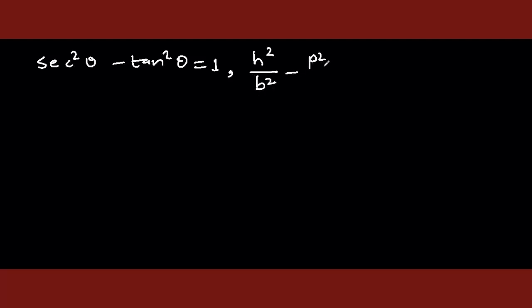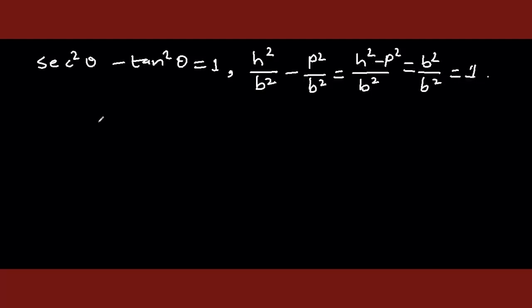So how I'll prove this result is secant square theta minus tan square theta is equal to 1. So what is secant square theta? H square by b square. And what is tan square theta? P square by b square. So this will be given by h square minus p square. And from Pythagoras theorem, h square minus p square is nothing but b square. So this is equal to 1. Okay?